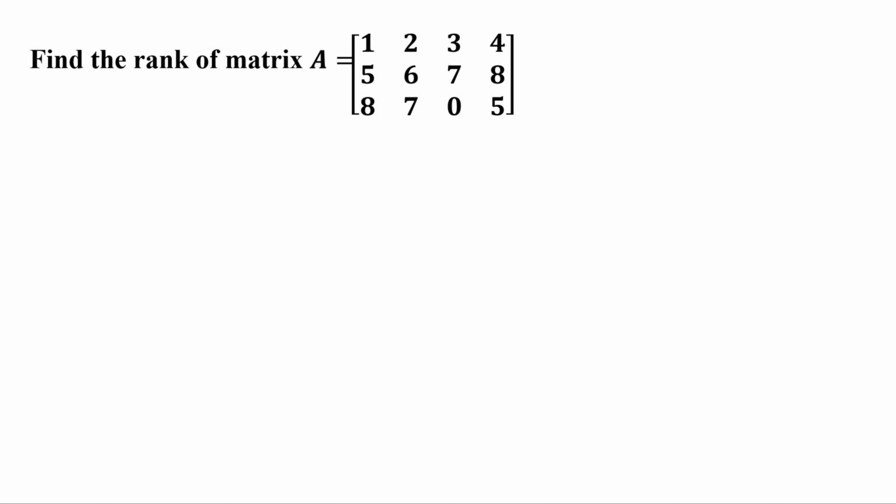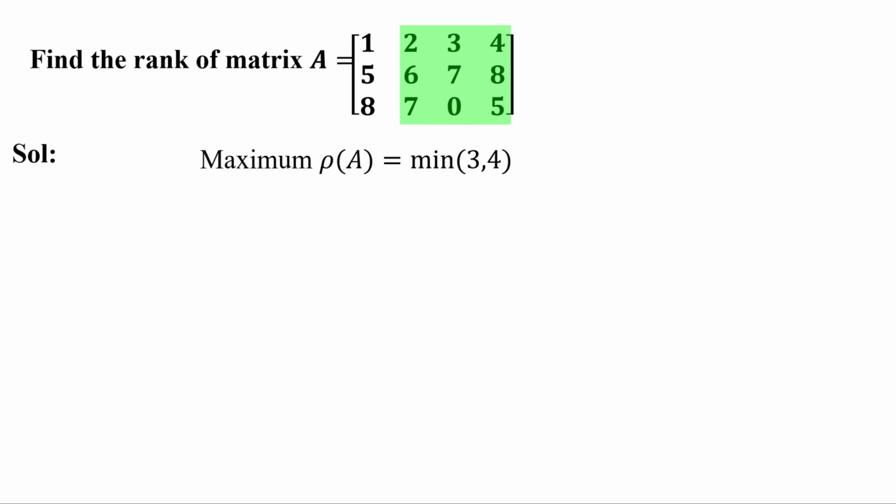Moving on. Matrix A is a non-zero rectangular matrix of order 3 cross 4. We know that maximum rank matrix A can have is 3. Let's consider a minor of order 3 for matrix A. These are all the possible combinations.